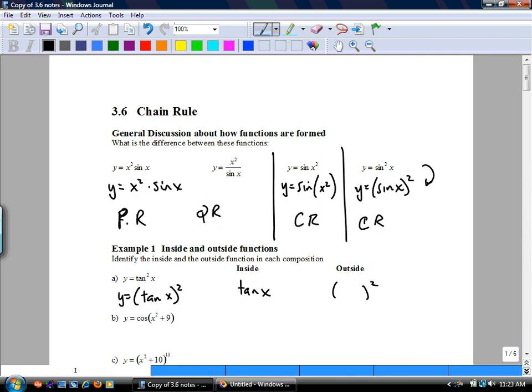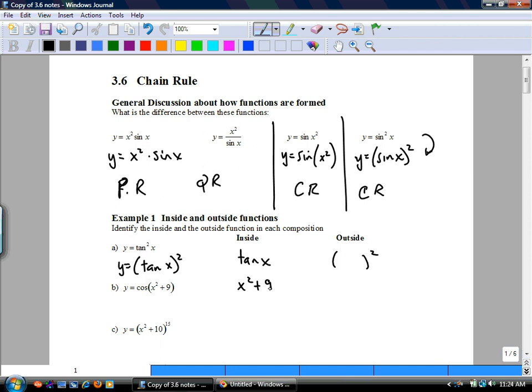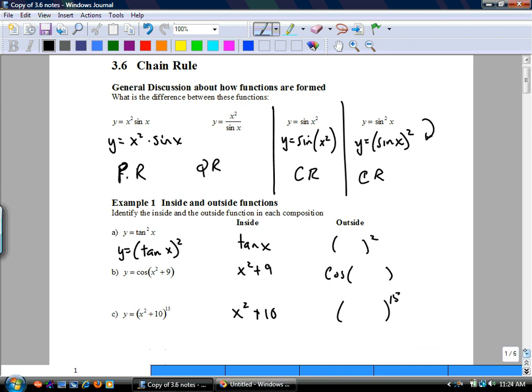Okay, next one. What's the inside function? x squared plus 9. What's the outside? Cos of the stuff. So cos x if you want to put it there, but it's the cosine function. Then, I'm not actually going to ask you to identify the inside and the outside. I'm just going to ask you to recognize that there is something outside and there is something inside. That's important. I'm just going to ask you to work with it. So the last one, you would say x squared plus 10 is the inside, and the outside is the bracket to the power of 15. And you could put x there or f of x there or whatever you want. I really don't care.